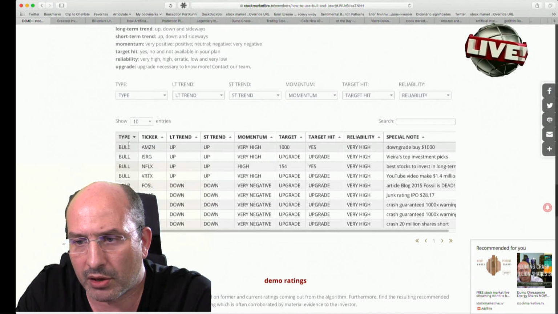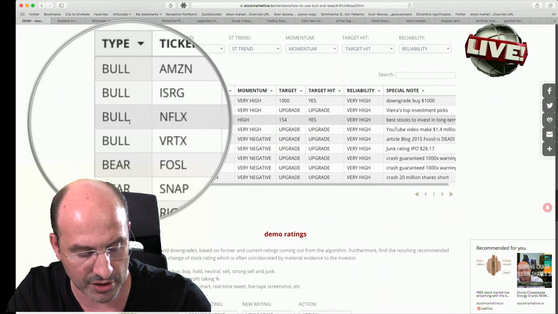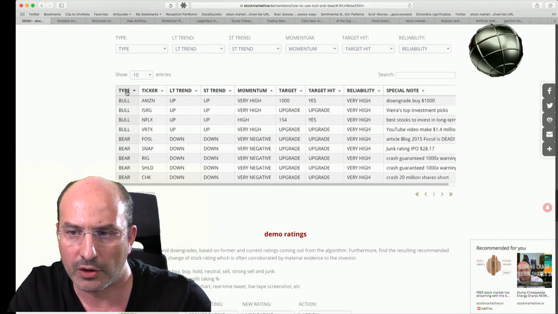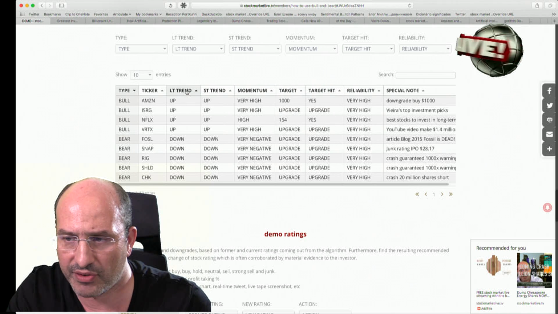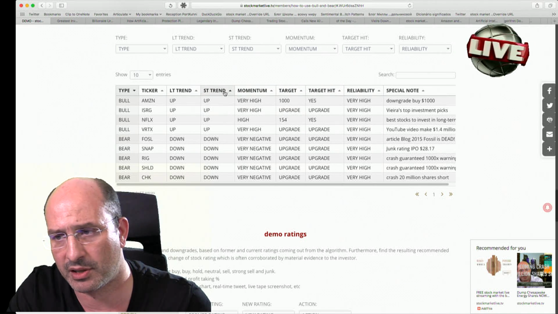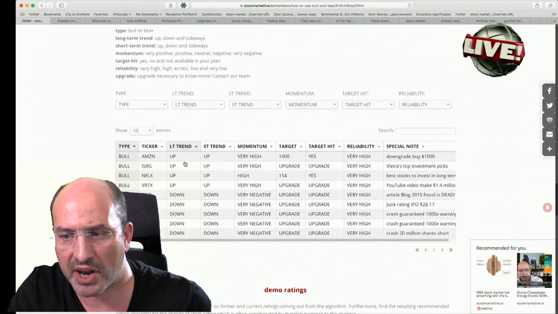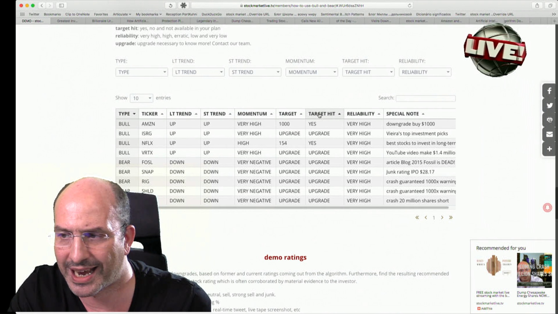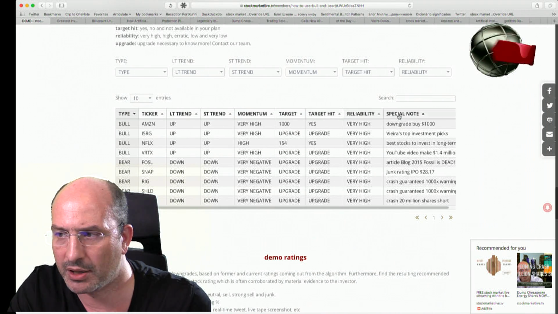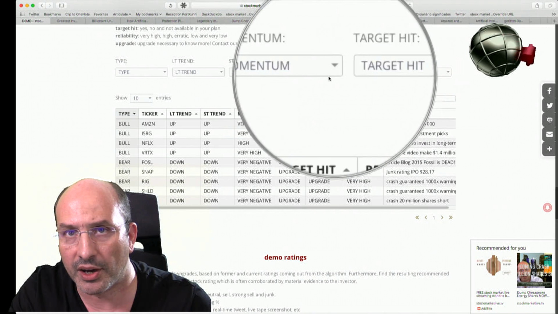So you have here the definition of these concepts, type, for example, Bull and Bear. You can click here. I can use the zoom function, okay? So let's say that you want to filter this by bear or by bull, okay? So for example, Amazon, you have it as a bull. Then you have here LT trend, ST trend, and so on, momentum. So in order for you to understand these concepts, you can read it here, okay? So very simple, this refers to long-term trend, short-term trend, momentum, target hit, yes or no, reliability, and then special notice.